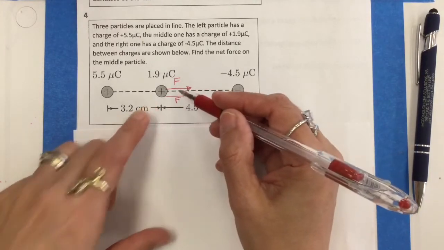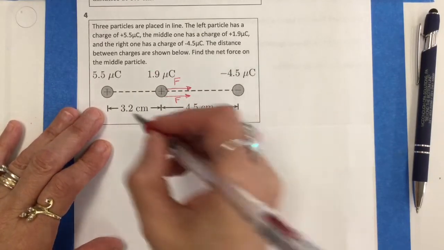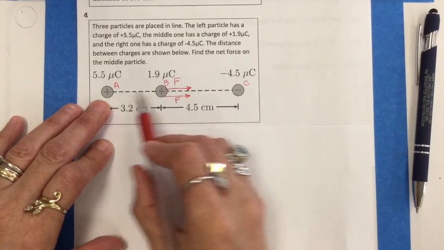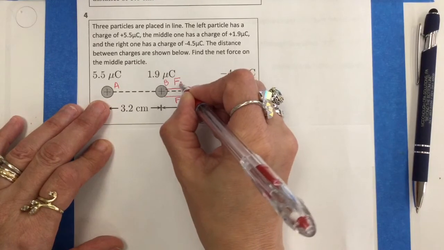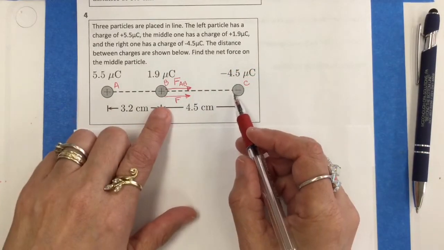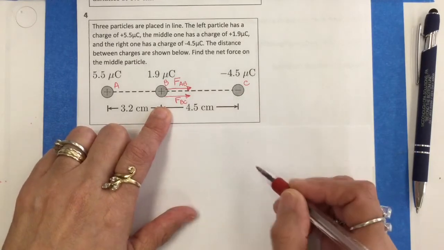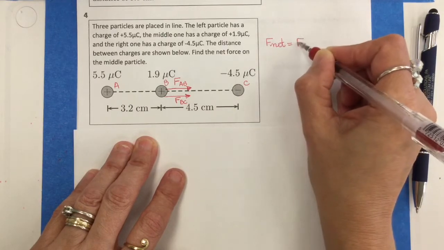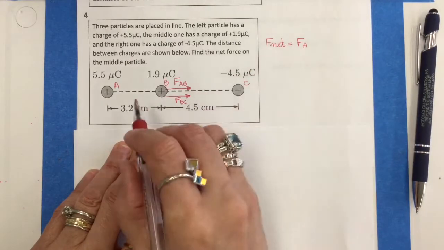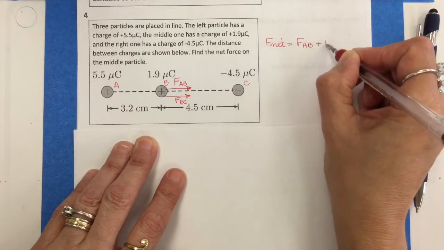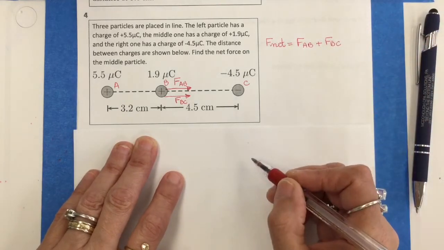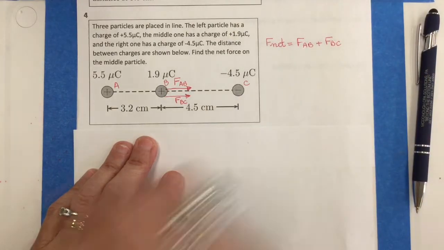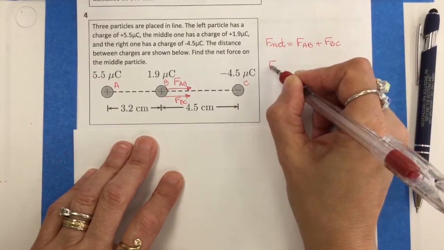Because you have two forces here, it would be a good idea to label those charges A, B, and C. So the force of repulsion between A and B, we are going to call FAB. The force of attraction between B and C will be FBC. So the net force will be the sum of those two forces acting on the middle charge, FAB plus FBC. We are using electrostatic force, which is from Coulomb's law, which is the same thing.